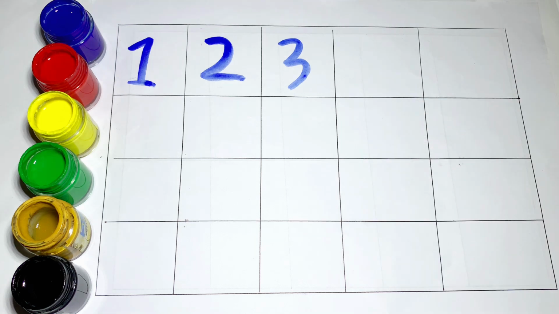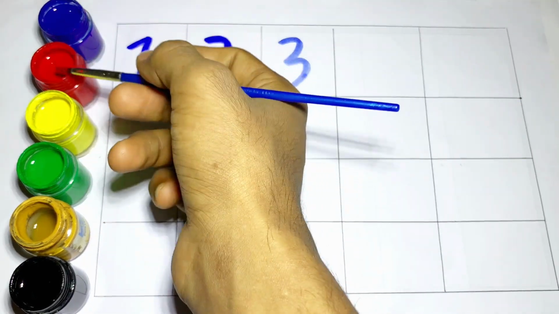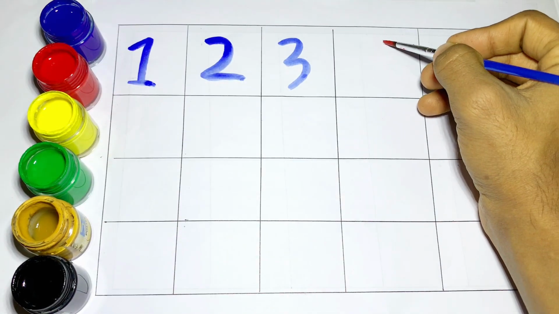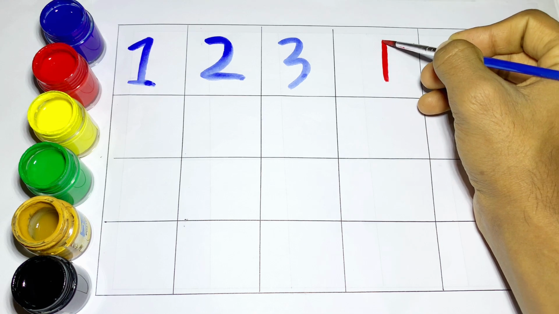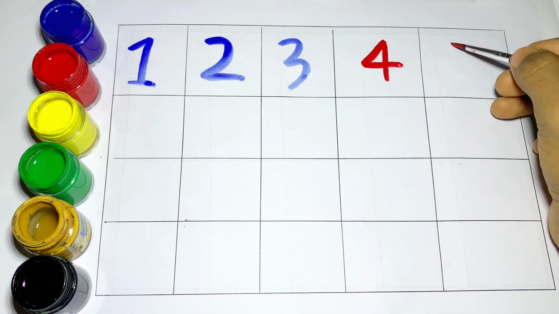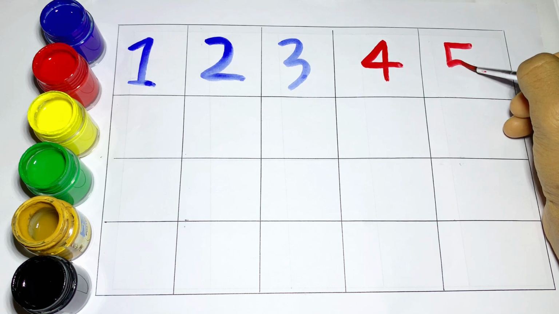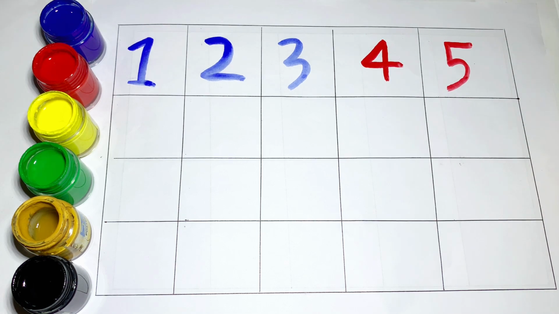T-H-R-E-E, 3. Kids, now draw 4. The numbers of 4 and use red color. F-O-U-R, 4. 5. F-I-V-E, 5. The numbers of 5.